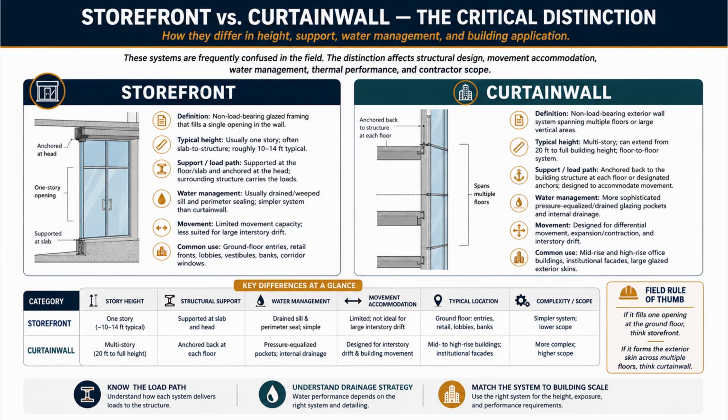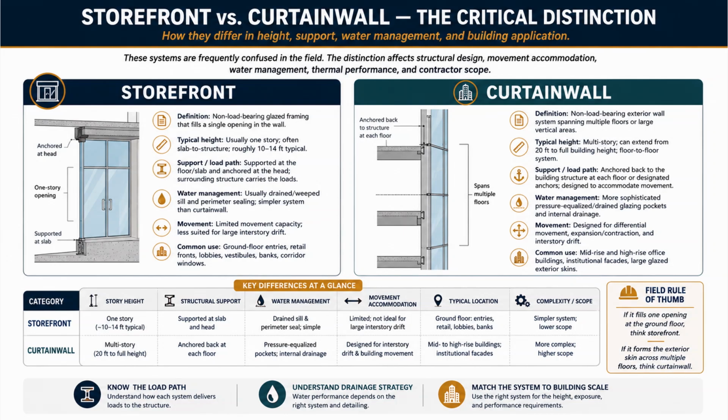Water management. Usually a drained and weeped sill with perimeter sealing. A simpler system than Curtainwall. Movement. Limited movement capacity, less suited for large inter-story drift. Common use. Ground floor entries, retail fronts, lobbies, vestibules, banks, and corridor windows. So picture the glass front of a retail store at street level.